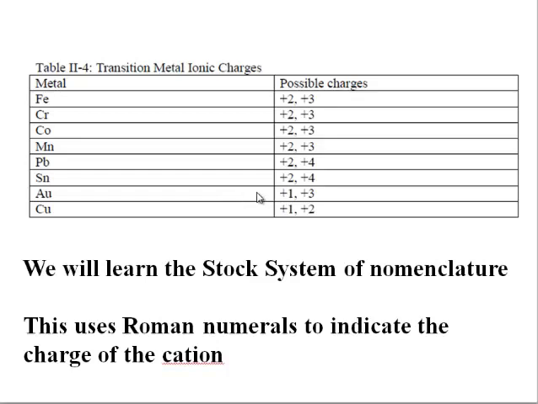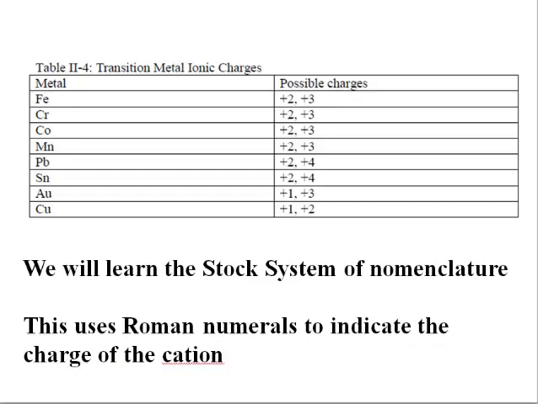Gold and copper have different possible charges too. Gold has a charge of +1 or possibly +3. Copper may have a charge of +1 or +2. We will use the stock system of nomenclature for dealing with ionic compounds with cations with more than one possible charge. This system uses Roman numerals to indicate the charge of the cation. Again, the Roman numeral indicates the charge of the cation.